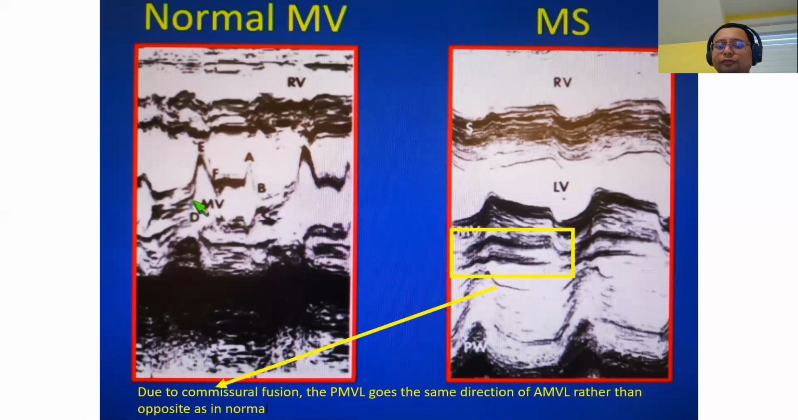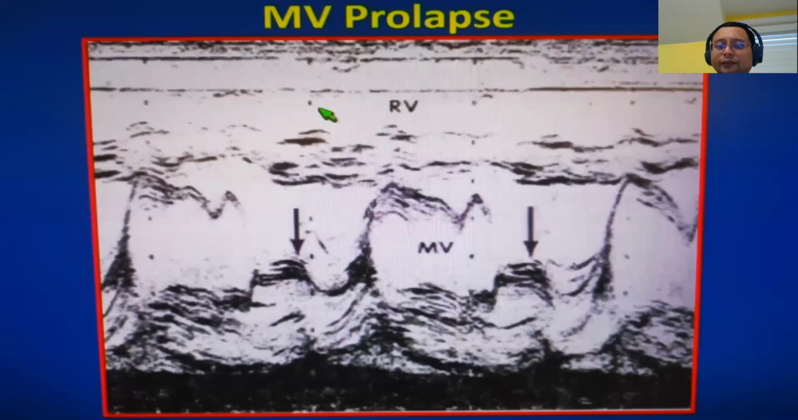Due to commissural fusion, the PMVL goes in the same direction as the AMVL rather than opposite as in normal. All right, what about this one? This is an example of mitral valve prolapse. Let's look in detail. This is the mitral valve in diastole. This is the normal anterior movement of the mitral valve. You can see the movement of the posterior leaflet, which is opposite to the anterior mitral valve leaflet. You can see that it closed there.